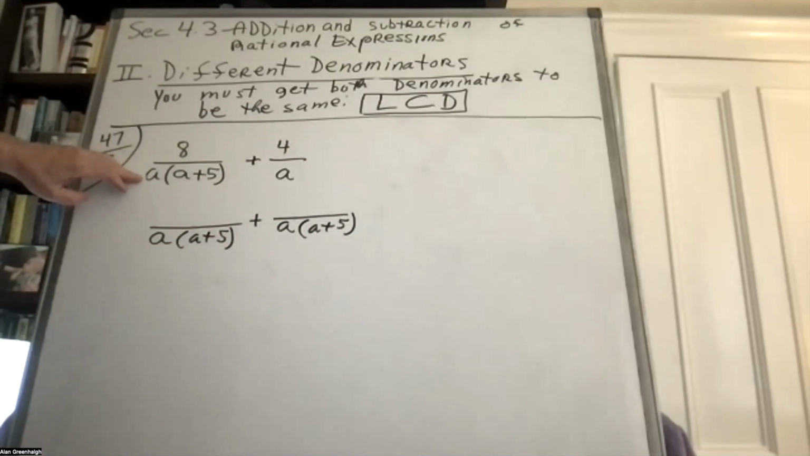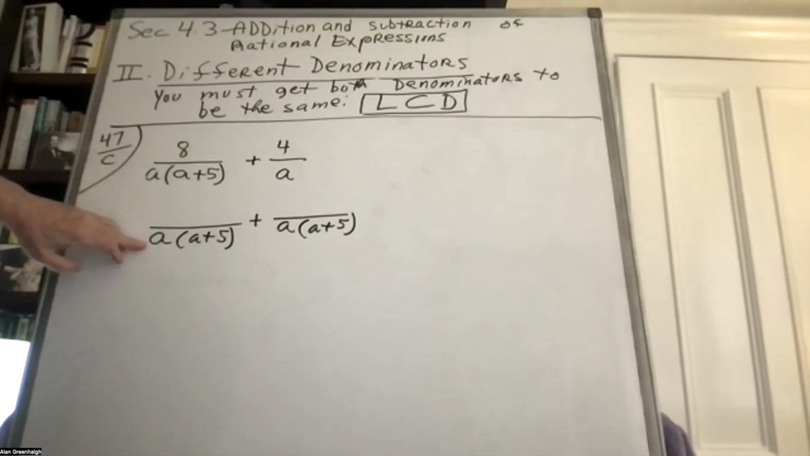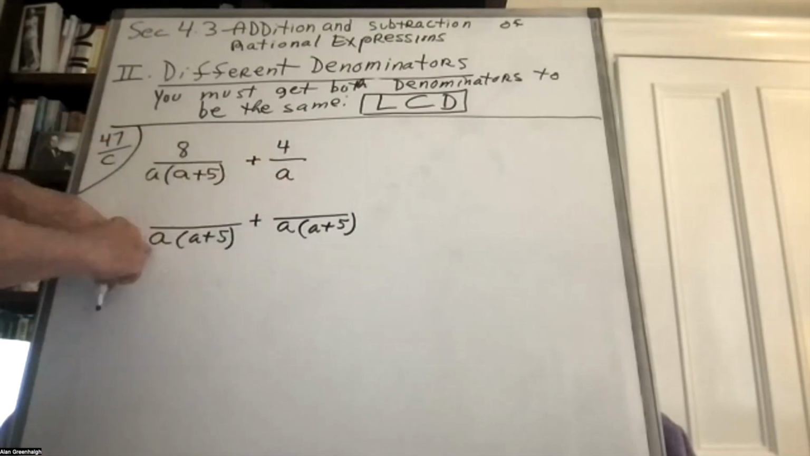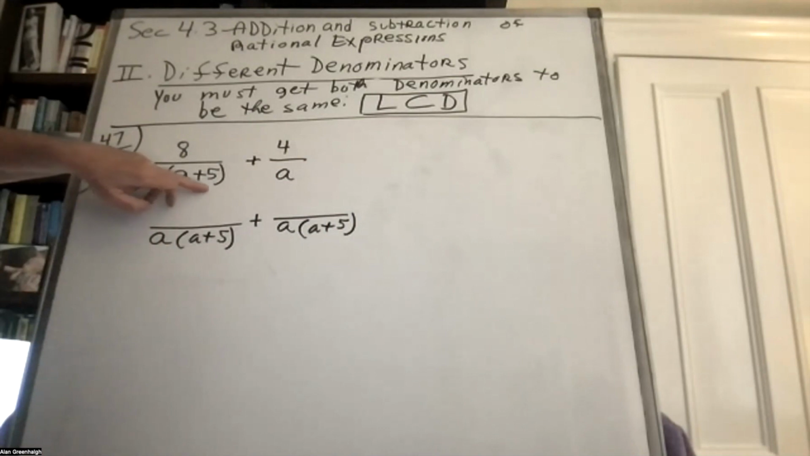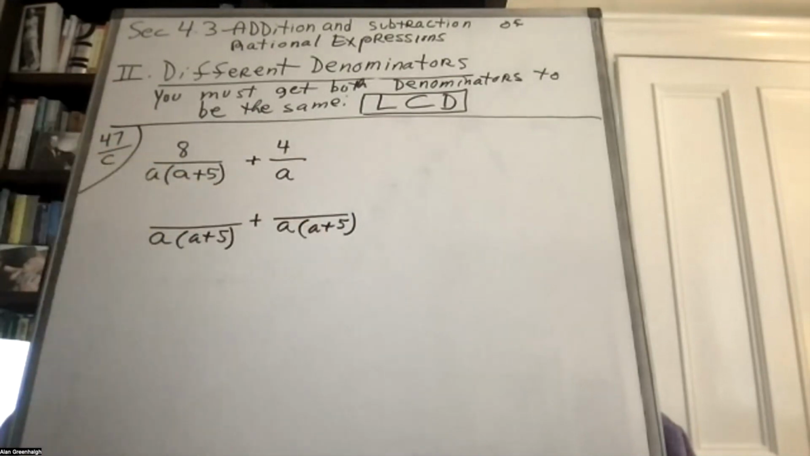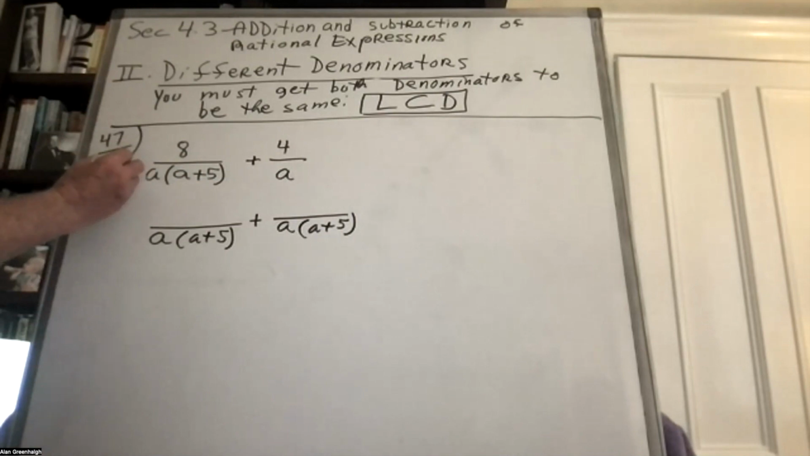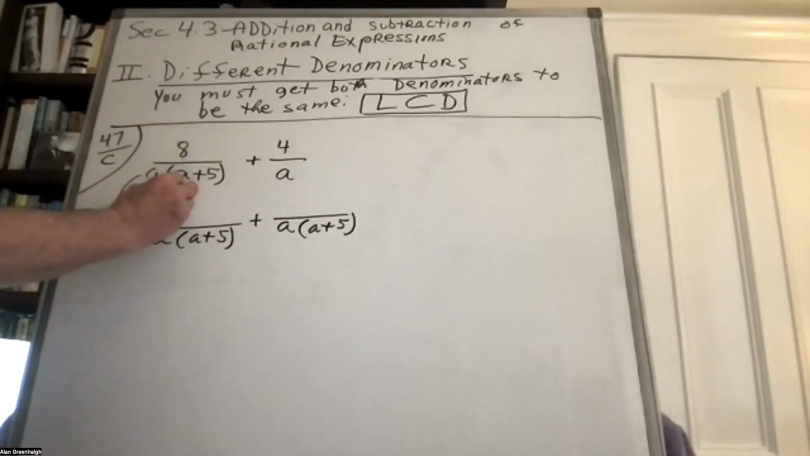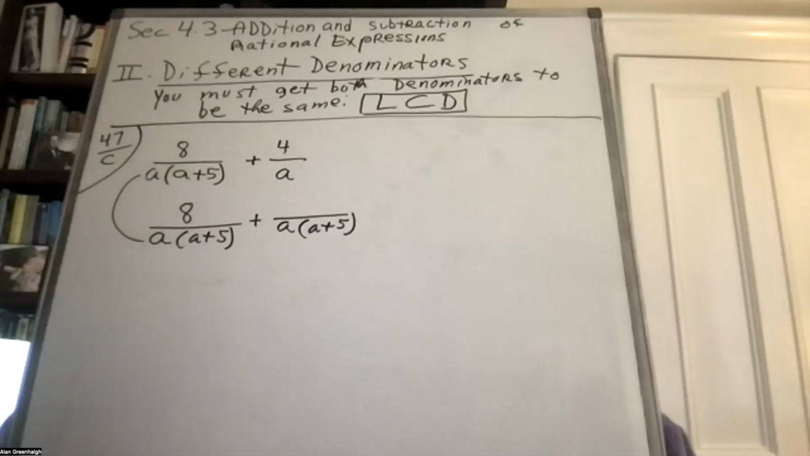Because there's an A there, there has to be an A. And because there's an A there already, we don't have to put two of them. We could use the same one. This one has an A plus 5. Therefore, we have to have an A plus 5. And now we're ready. Now, this denominator is exactly the same as this one. So we don't do anything. We just bring this down, and that's what it is.